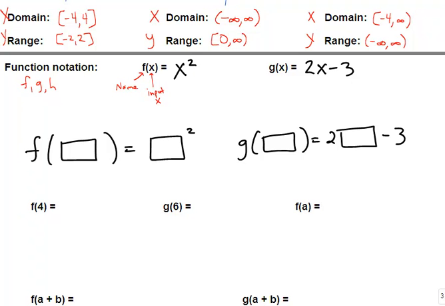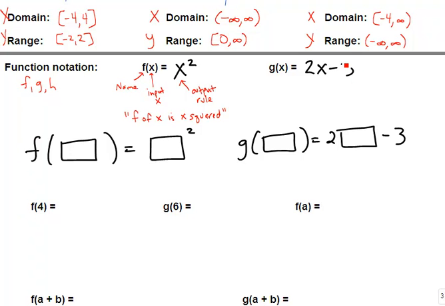It doesn't really matter. On this side of the equals is where your output rule is going to be found, and it's going to be in terms of whatever the input variable was. The way we would say this in words is we would say f of x is x squared. So f of x is the way you pronounce this notation. This rule over here would then be g of x is 2 times x minus 3, for example.